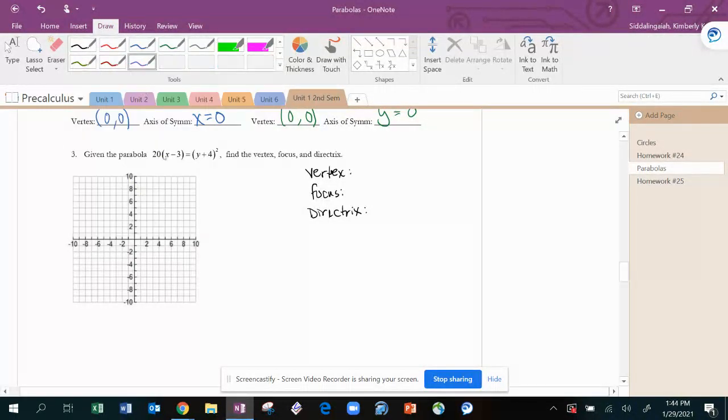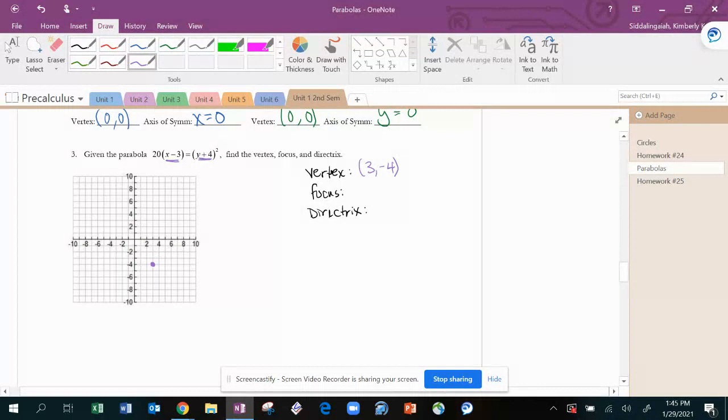the vertex. This is in vertex form for us. I can read the vertex from what I've underlined in purple. The vertex is 3, negative 4. Just like the circle, I'm taking the opposite values. Now I'm going to plot 3 and negative 4 on my graph, just so I can start to visualize what's going on here. So 3 over, 4 down. There's our vertex.